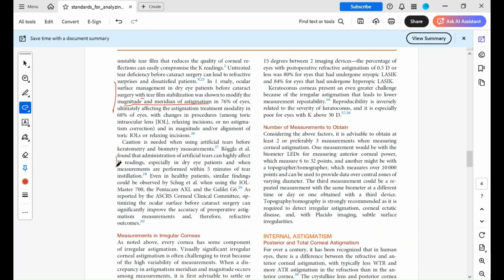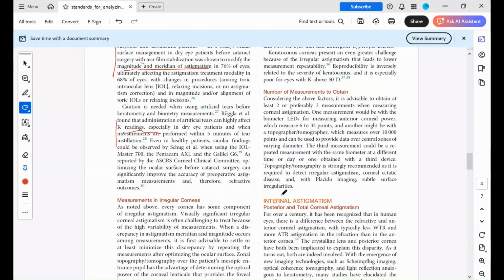The other point is that sometimes doctors instill artificial tears in the patient's eyes and then do the biometry, which is not supposed to be done, because once you instill artificial tears, that alters the K readings, and once you alter the K readings, you can get a wrong IOL power that may not lead to a healthy outcome for the patient. That is important to remember.